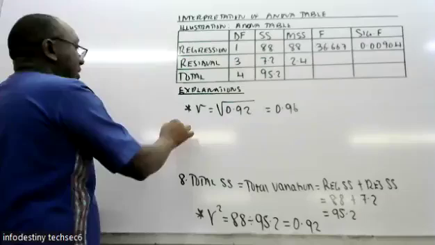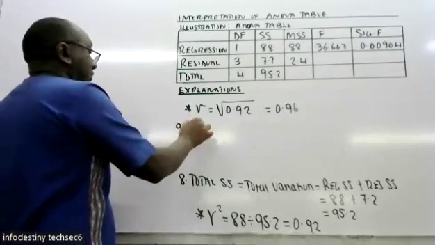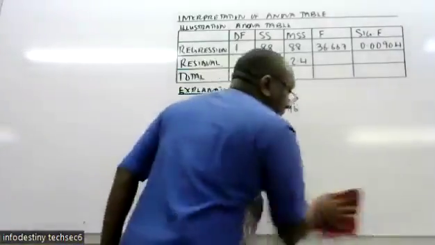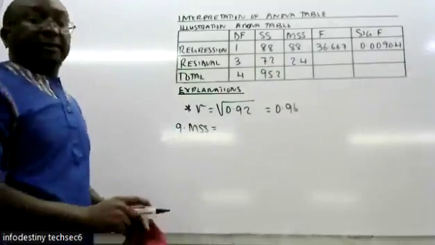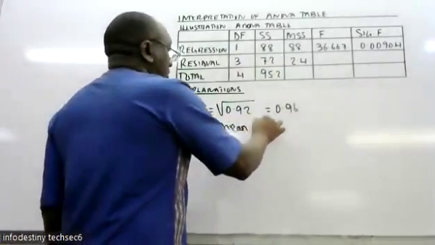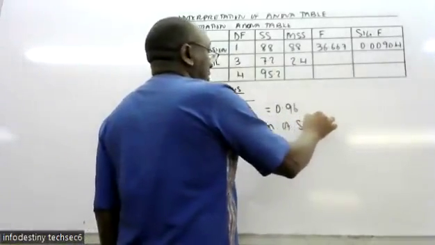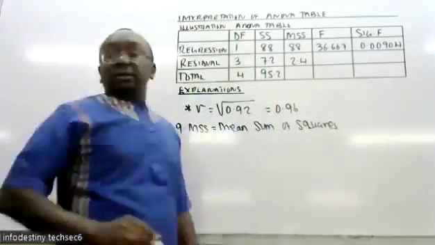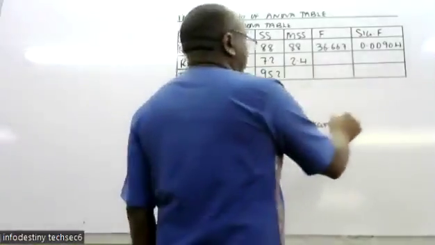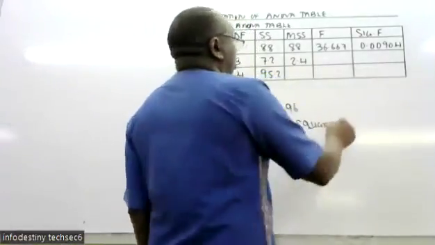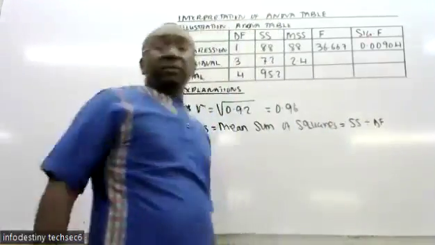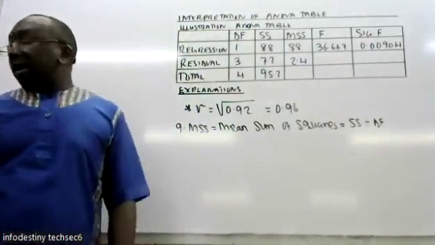Point number 9 is MSS. MSS means mean sum of squares. This mean sum of squares is equal to SS divided by DF.